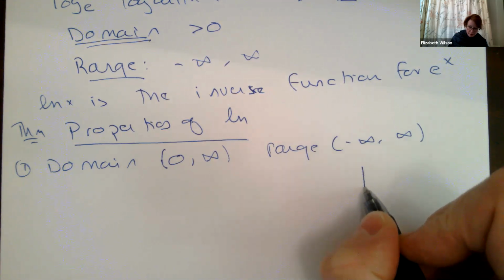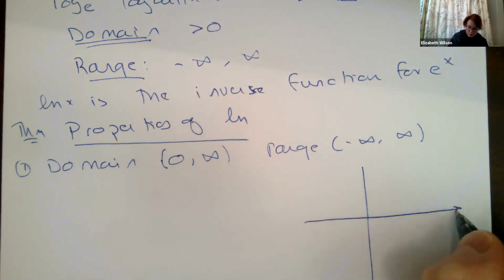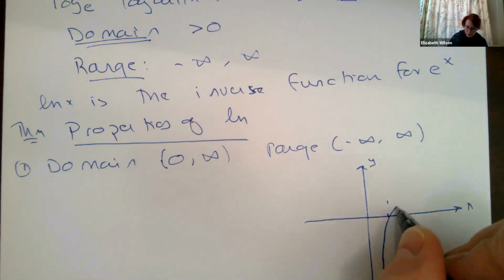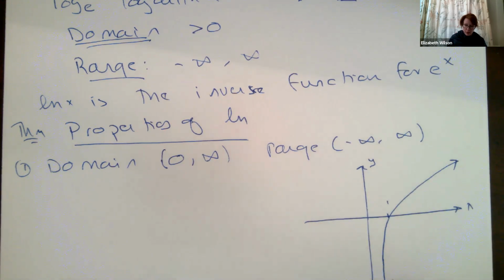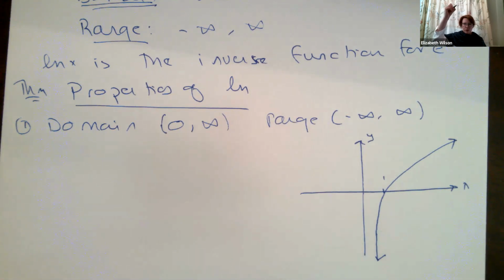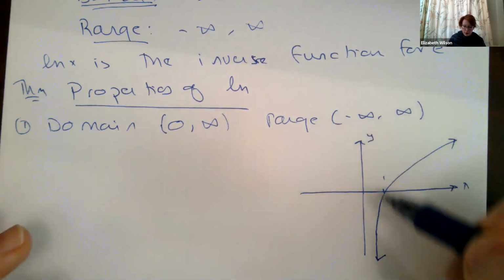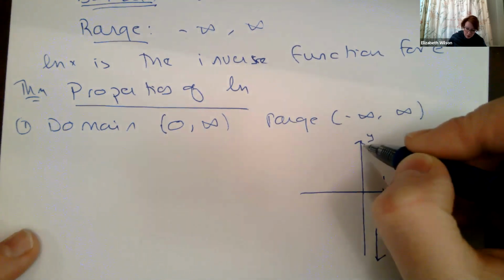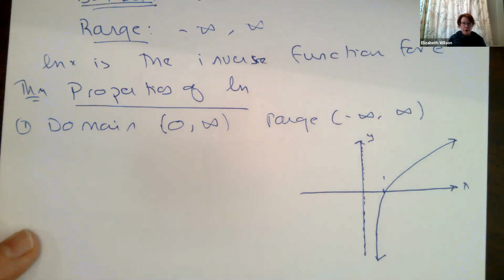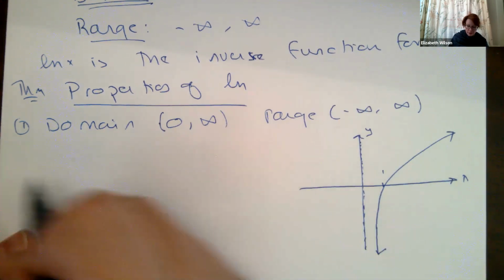So if we do our graph, our natural log function goes like this. As we get closer to 0, our function just drops right down, heading off to minus infinity here. There's an asymptote here at x equals 0, and the function is just not defined for values less than or equal to 0.